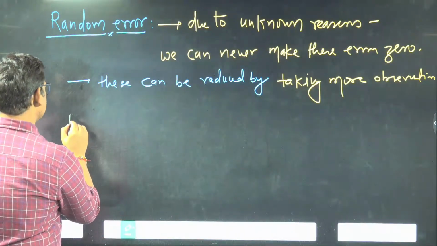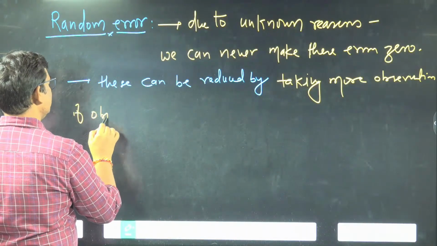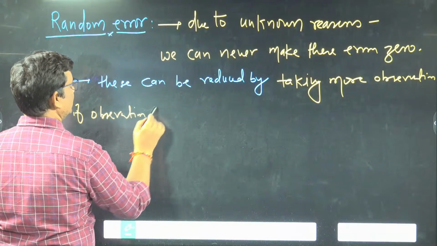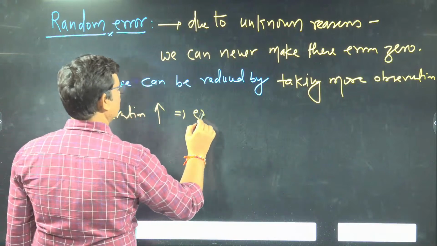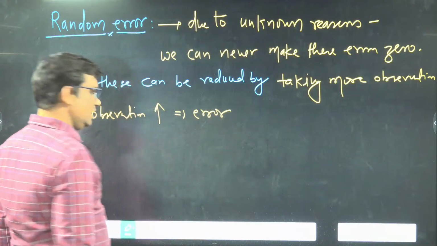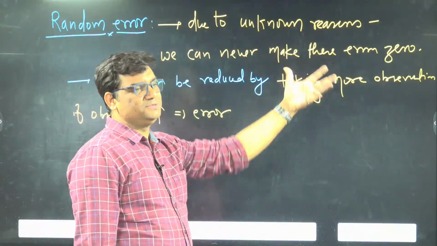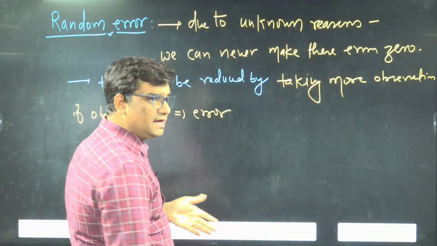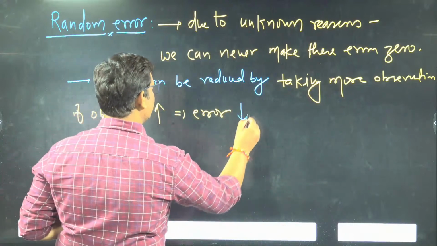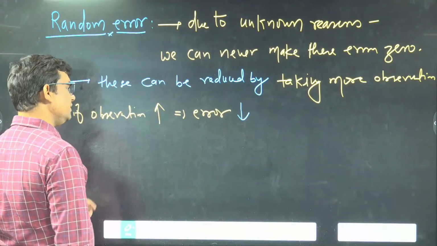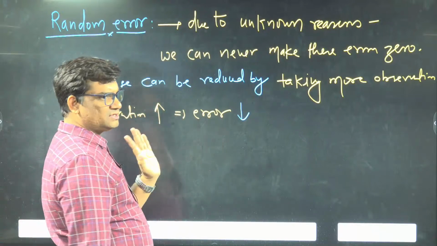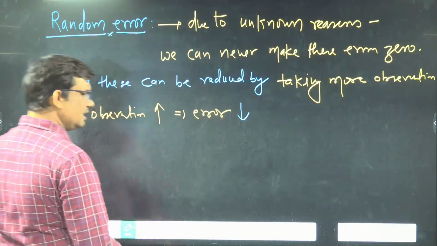If observation increases, then by taking multiple observations, more observations, error will decrease. So what is the relation basically between these? Inverse relation is there. More observations, error will be less.